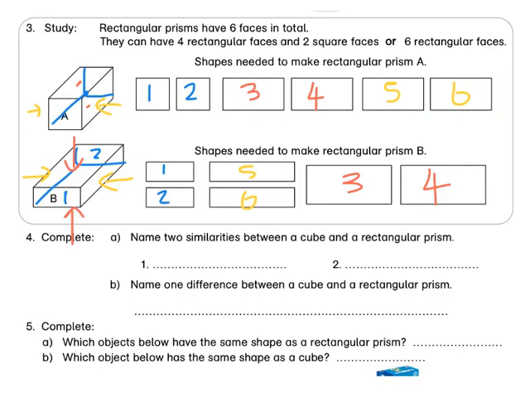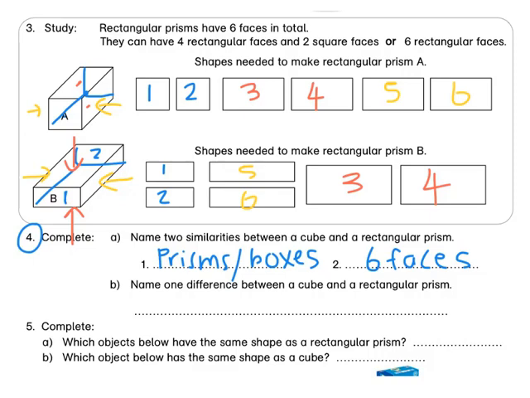Press pause to complete 4 by yourself now. Let's look at the answers for 4. Name 2 similarities between a cube and a rectangular prism. Now, number 1 is that they are both prisms, which means that they both look like boxes. Another similarity is that they both have 6 faces in total. Another similarity could be that all of their faces are flat.